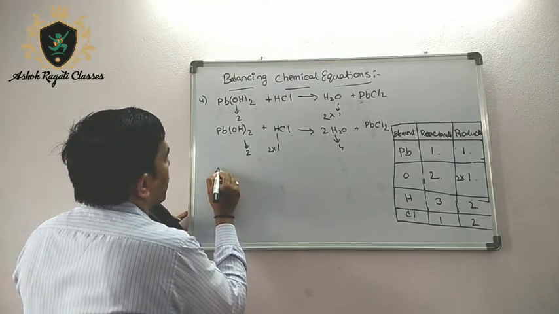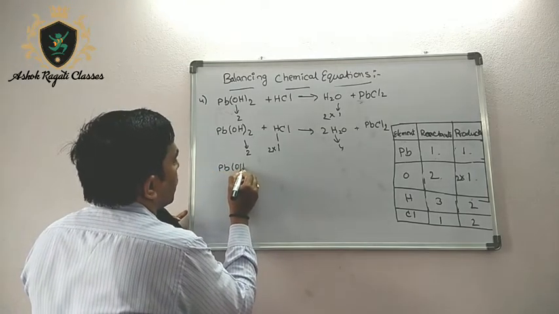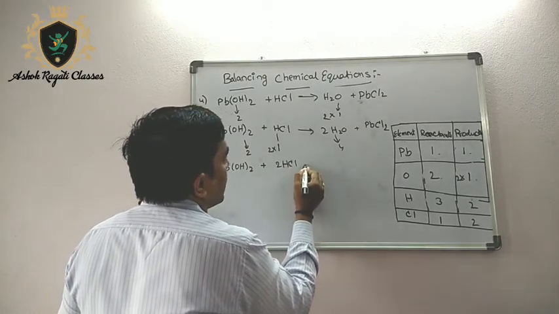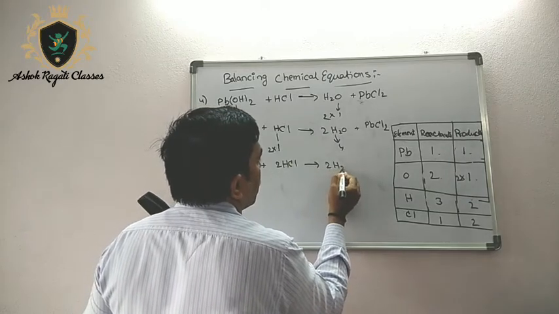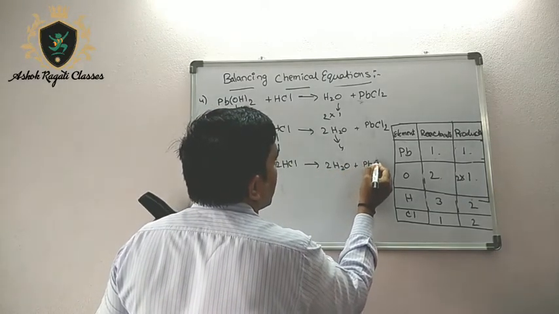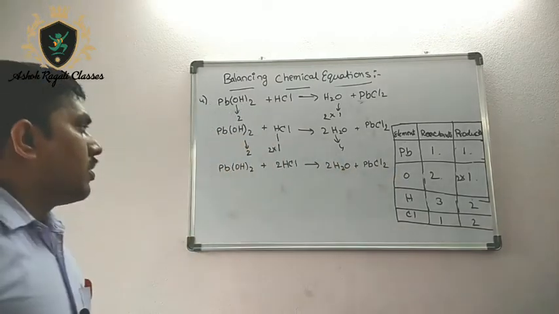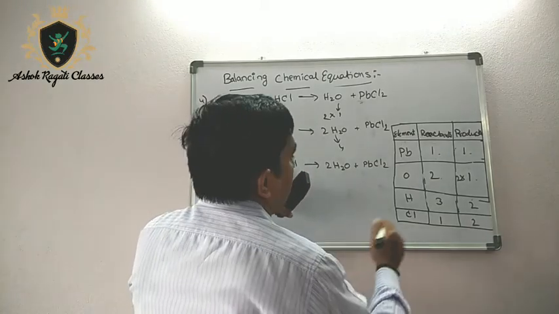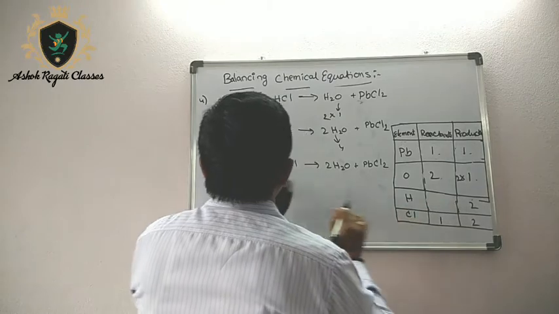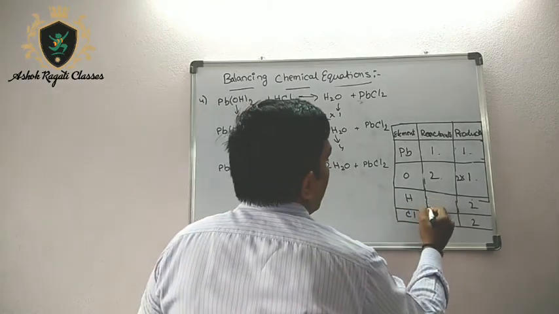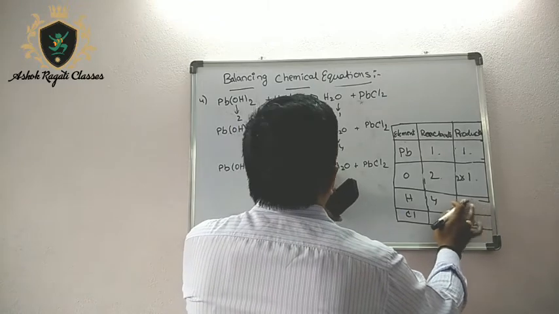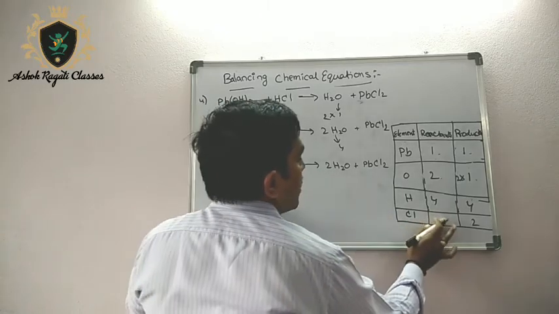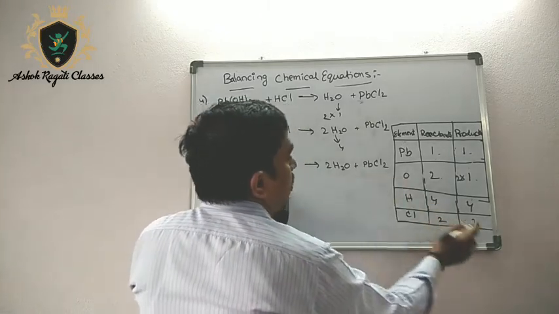So now rewrite the equation. Pb plus O2, 2 into HCl, 2 into HCl gives rise to 2H2O plus PbCl2. What here for HCl hydrogen, the multiplier is 2, so 2 plus 2 is 4, and here this number is also changed to 4. And chlorine, this 2 into 1 means this is becoming 2, and 2 chlorines are there.